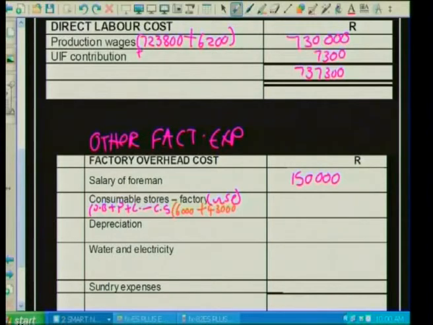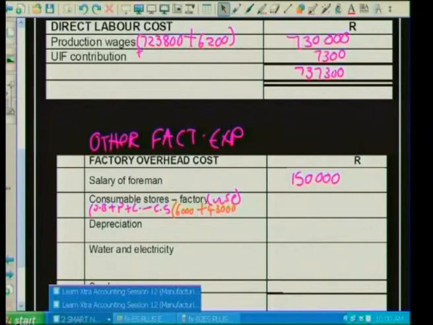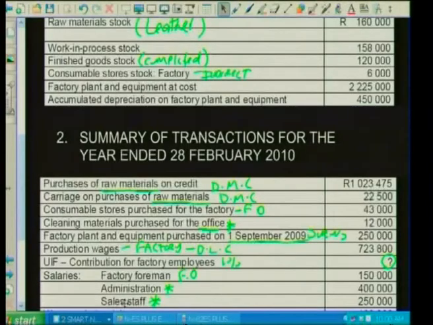Then let's now look at carriage on purchase for consumable stores. Are there any carriage? I don't think we came across any, but let's quickly check. So I've just got carriage on purchases of raw materials, but none for my consumables. So carriage on purchase, there isn't any, which leaves me with my closing stock.